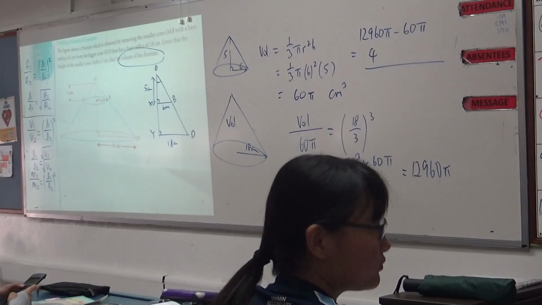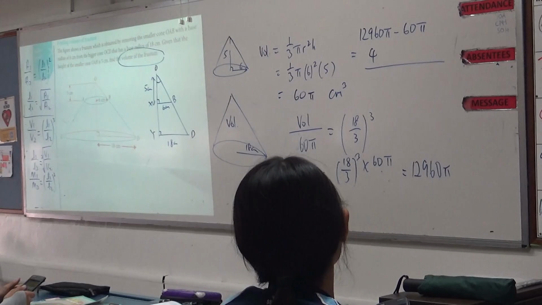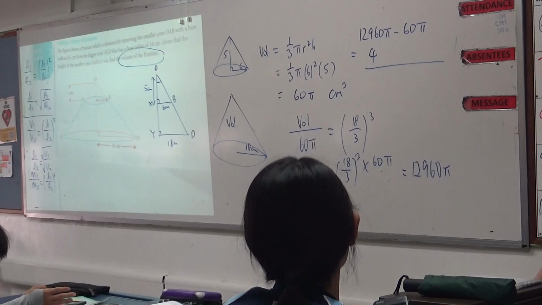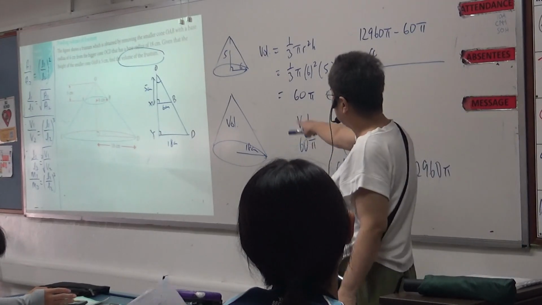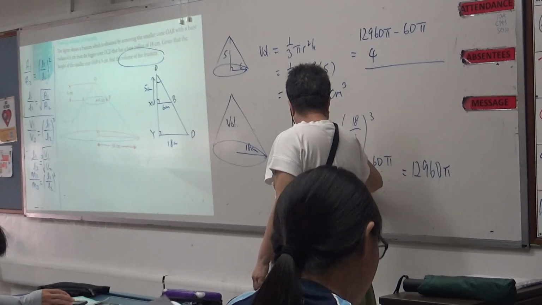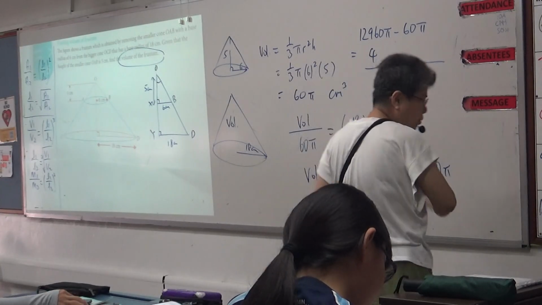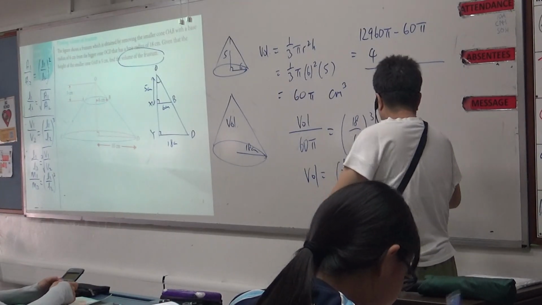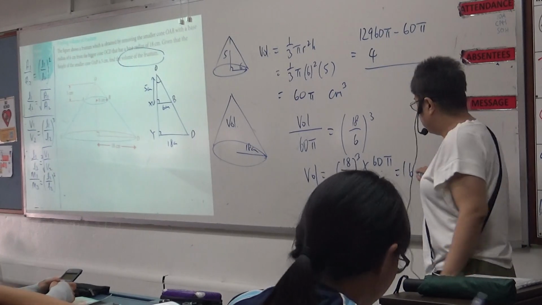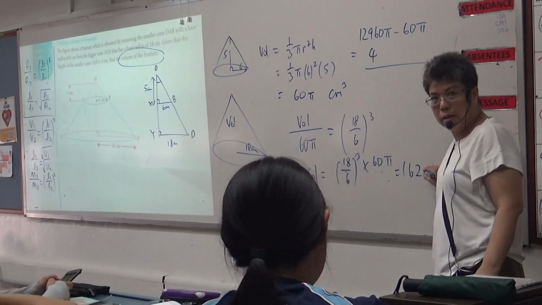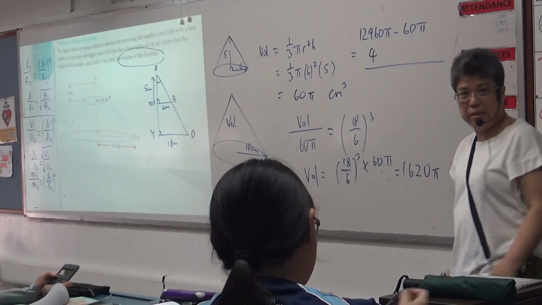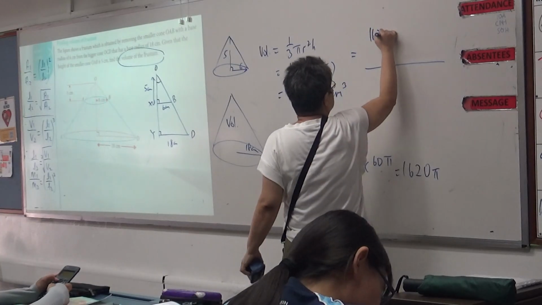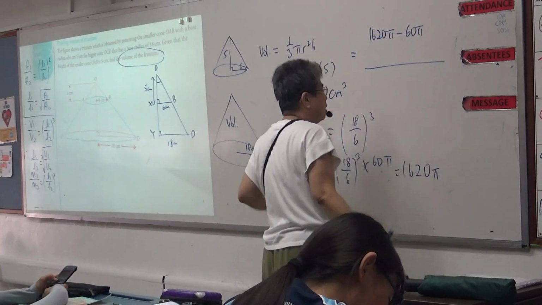Wait, I put 18 over 3, but it's also 18 over 6. It should be 6. 18 over 3 is 6. 18 over? Oh, why did I put 3 here? Okay, I understand. My mistake. So this one answer will change. What should it be? 1, 6, 2, 0 pi, is it? Okay, so this one will become 1, 6, 2, 0 pi minus 60 pi. Okay, now the answer should be correct.